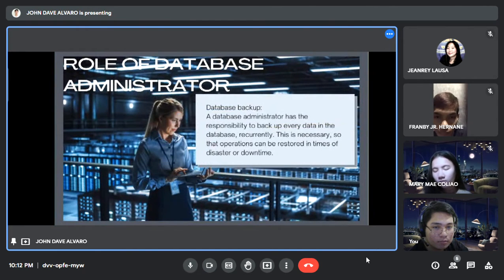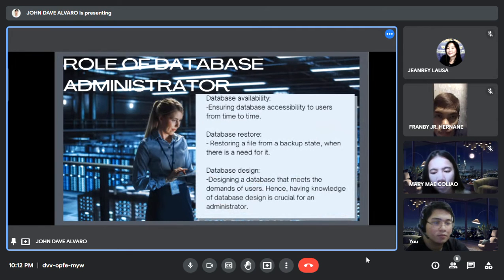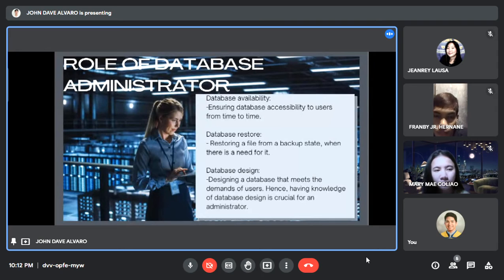The role of a database administrator includes database backup. A database administrator has the responsibility to back up every data in the database recurrently. This is necessary so that operations can be restored in times of disaster or downtime. The other roles of a database administrator include database availability, database restore, and database design.